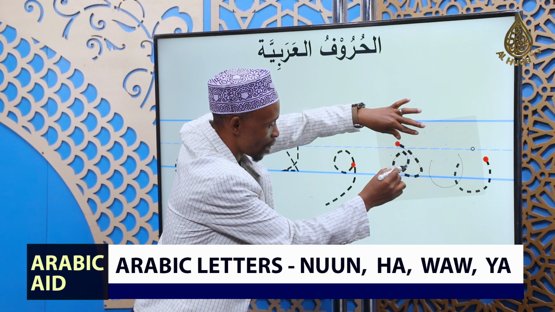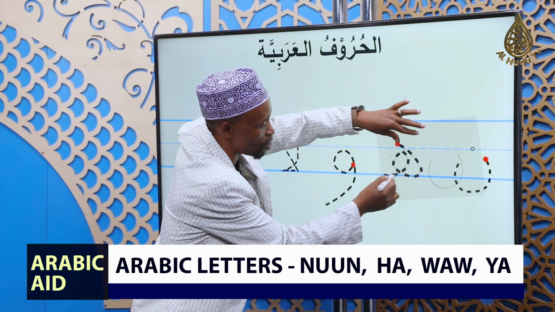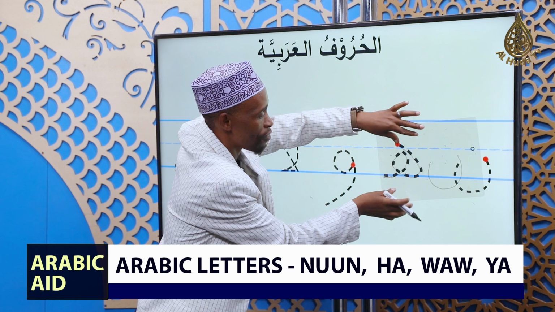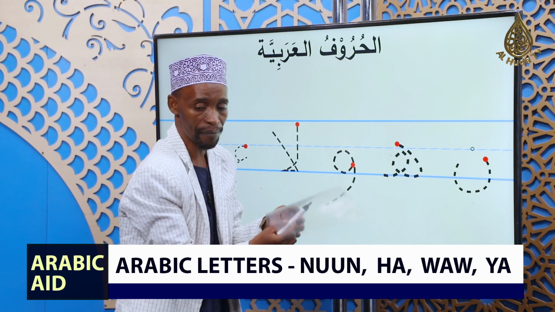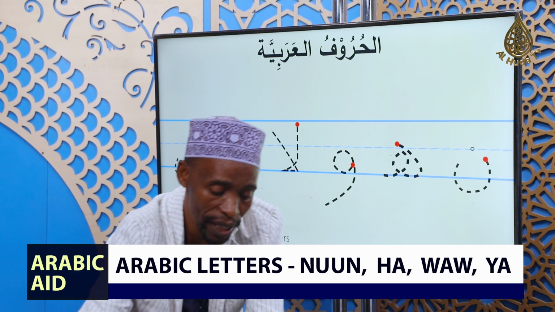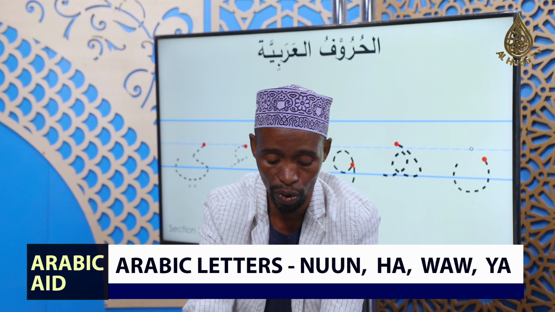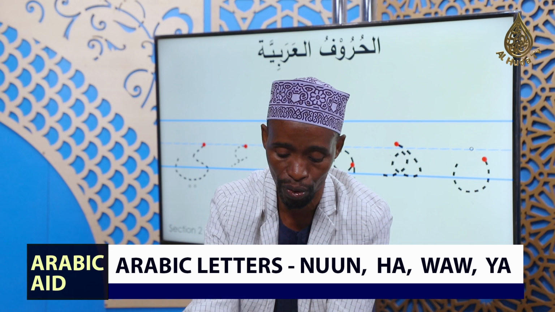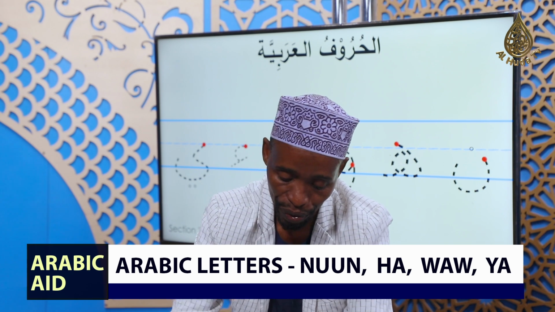You twist it and then you join it like you're making a tail following the other direction. At that particular time, you will have written letter Ha. Now, exactly after letter Ha, I'm going to show you how we are going to write letter Wow.